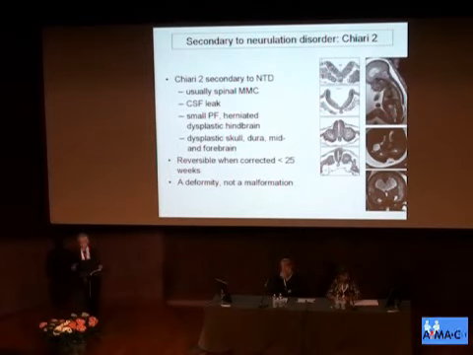What is interesting, some people have talked about overexpression of the dorsalizing genes. But the problem is that if you correct the defect before 25 weeks, you tend to repair the Chiari-2 deformity. That means that it is really an early mechanical complication of the myelomeningocele. And basically, except for the size of the posterior fossa, there is no abnormality of the bone.